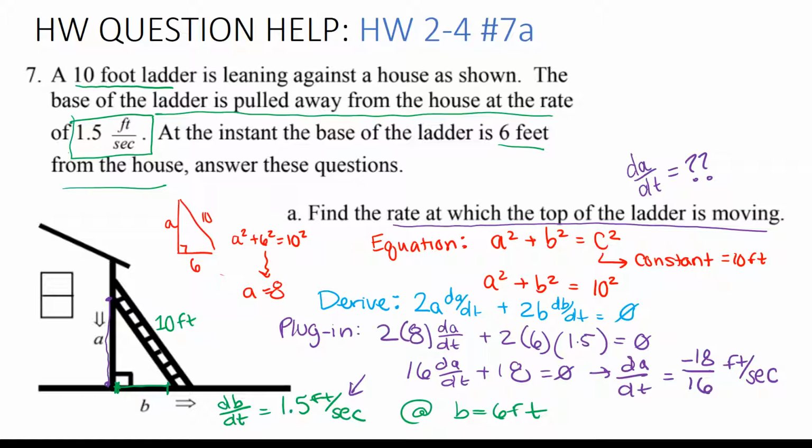Feet per second. Now, what this means in regards to our actual problem here is that the ladder is scooting down. It's getting closer to the floor. So our distance A is shrinking. That's why we see this negative here. So the distance A is shrinking at a rate of negative 18 by 16 feet per second. Or you can simplify that down to just being dA/dt is negative 9 over 8 feet per second.